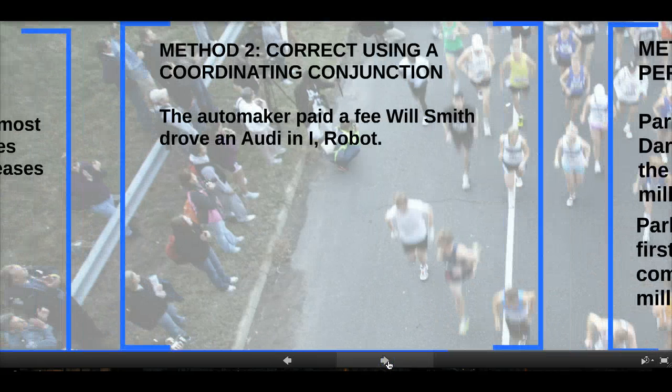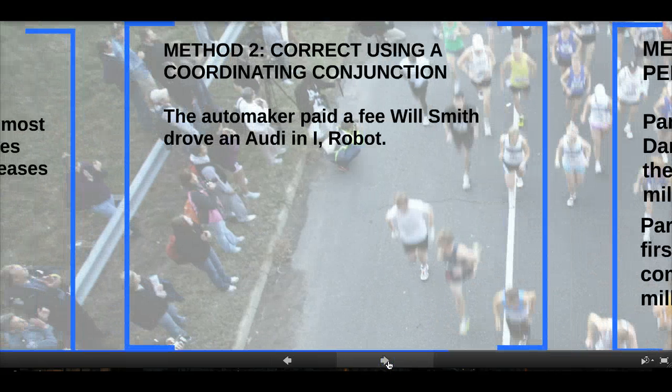Let's look at one more example of method 2. So method 2, if you remember, was using a coordinating conjunction with a comma. So: The automaker paid a fee, Will Smith drove an Audi in iRobot. As you can see, even when I was reading it, I had a little trouble figuring out where I should stop, because it's a run-on sentence and it's hard to tell where one idea ends and the next one begins. So I'm going to figure it out.